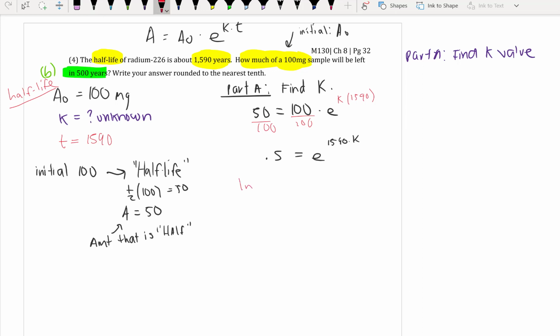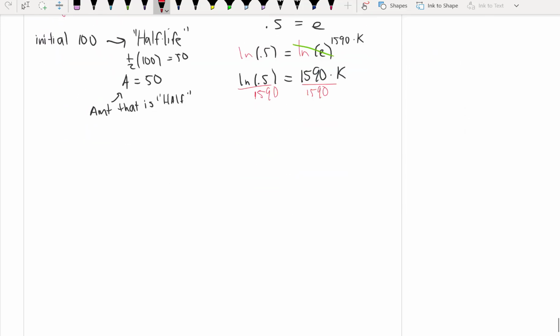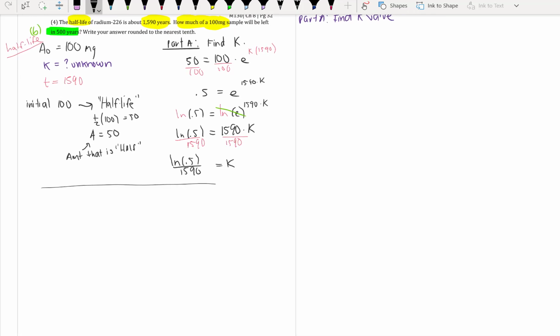So now I'm going to ln both sides. So the ln and e cancels. So I'm left with ln of 0.5 is equal to 1590 times my k value. So divide by 1590 on both sides, so that I have k is equal to the ln of 0.5 over 1590, which is great.